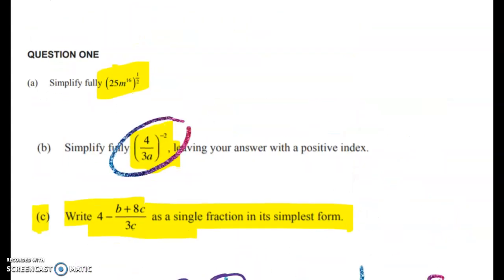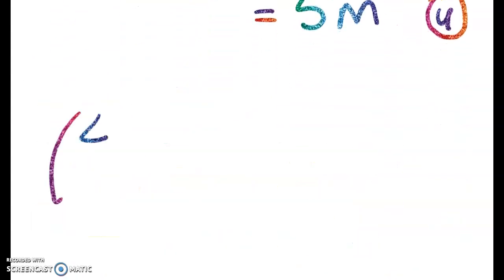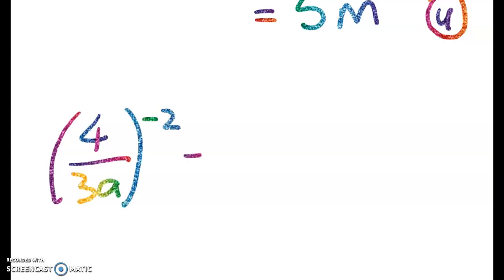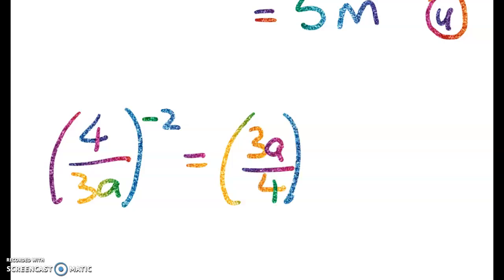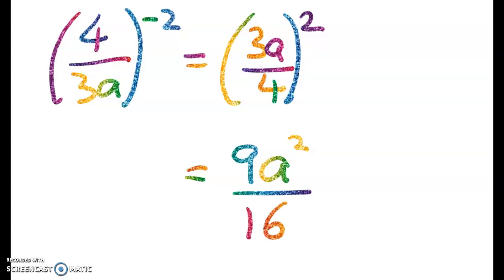Simplify fully this thing here, leaving your answer with a positive index. So we've got 4 over 3a to the power of -2, which is equal to 3a divided by 4 to the power of +2. Expanding all of that out, we get 9a squared divided by 16. So give yourself another achieved code if you've got that.